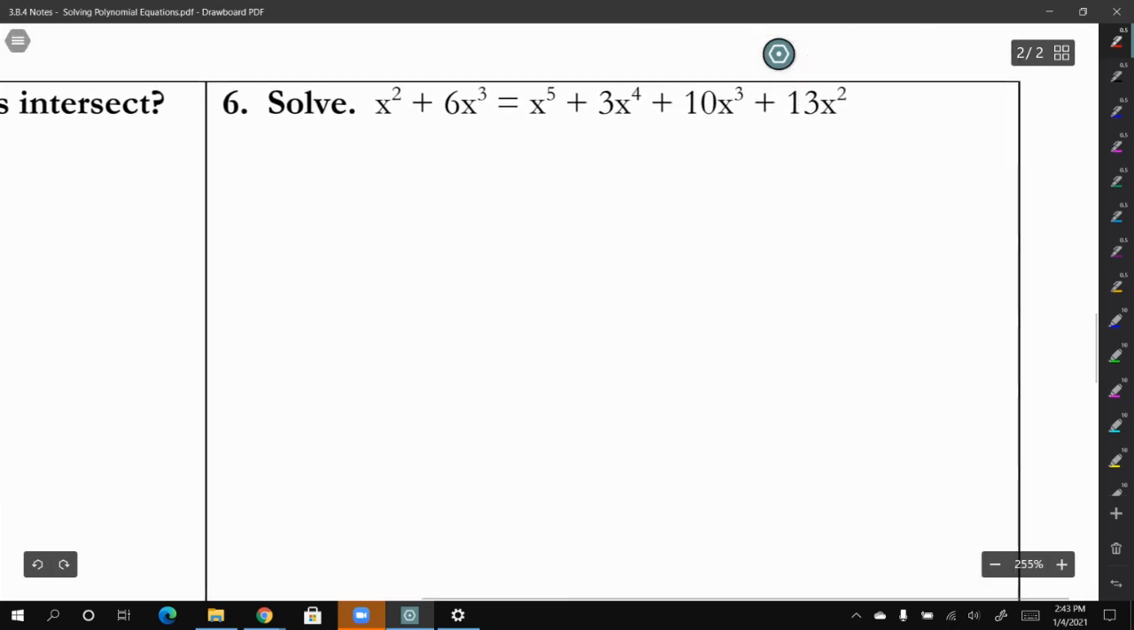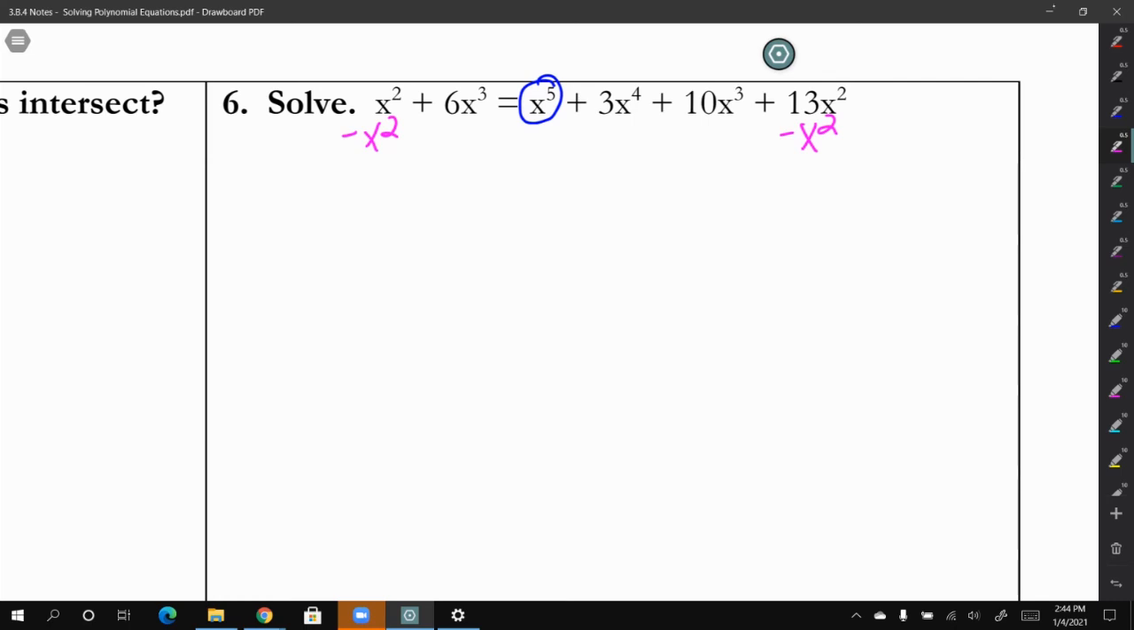Now in number 6, we have this big old mess here. I want to move everything to the left side because x to the 5th is my biggest exponent here. So I'm going to subtract x squared from both sides. Now watch what I do: on the right side, I'm going to write the minus x squared under the 13x squared. What this allows me to do is easily combine my like terms.